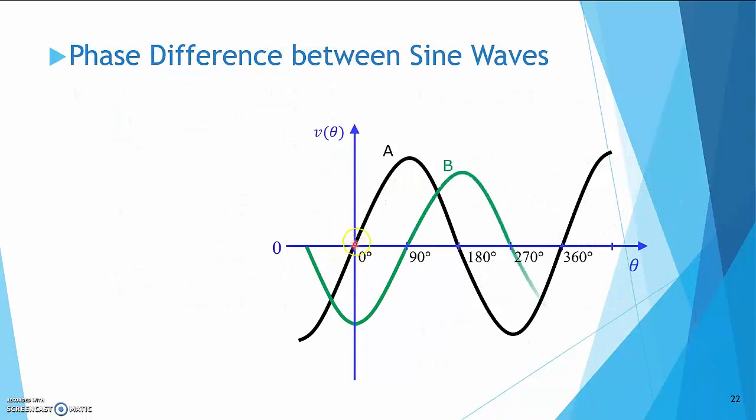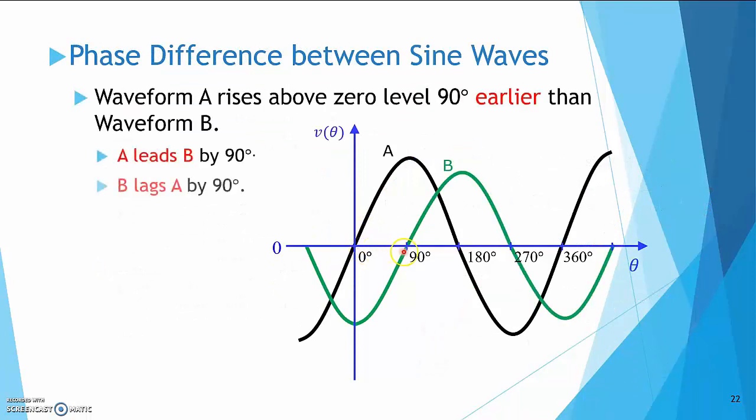As A rises above 0 level earlier than B by 90 degrees, we say A leads B by 90 degrees, or B lags A by 90 degrees. Besides 90 degrees, the phase lead or phase lag can be any value between negative 180 to 180 degrees. It all depends on the positions of the waveforms.